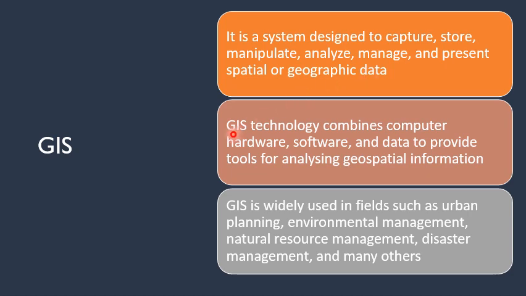Then another point is GIS technology combines computer hardware, software, and data to provide tool for analyzing geospatial information. GIS technology, what does it do? You need a computer hardware, you need a software, and you need a data. These are the three things which you should keep in your mind. Of course, you need a computer, you need a laptop. Then inside laptop you need a software, and then you should have the data.